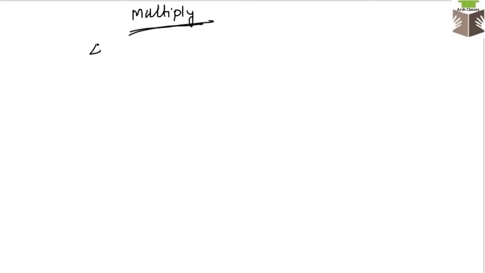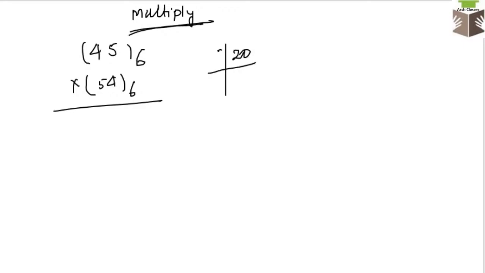Let us say I am writing the same thing, but let me write in another base and explain with another base, not with base 10. Let us say this is 45 and 54. Both are written in base 6 and we need to multiply and write the answer also in base 6. So as you know guys, 4 5s is 20. Just divide this 20 by 6, and 6 3s is 18 and the remainder is 2. So write the 2 here.